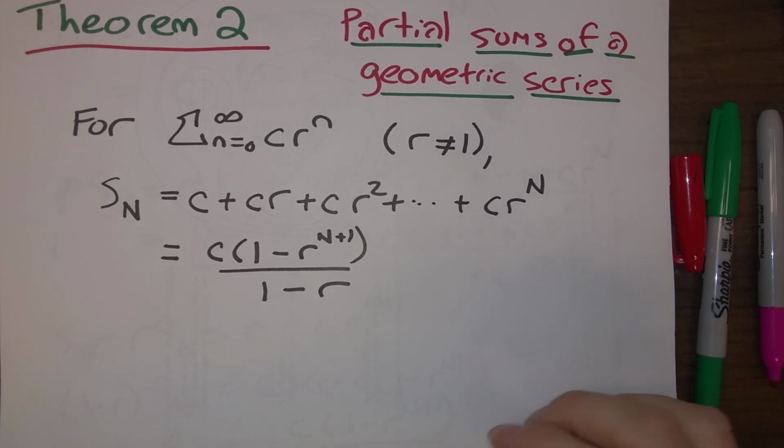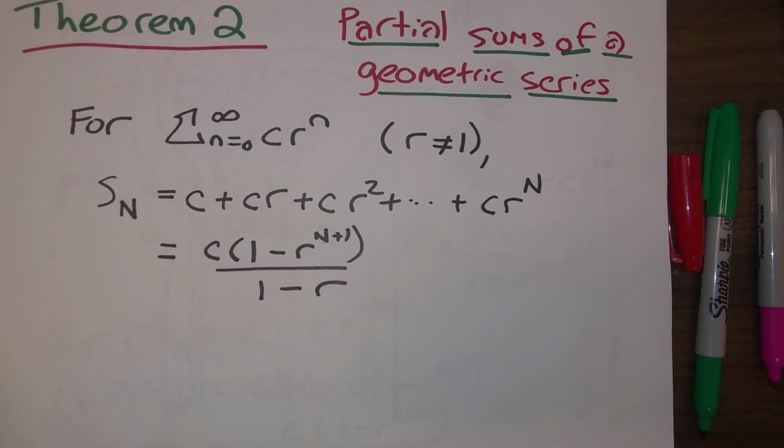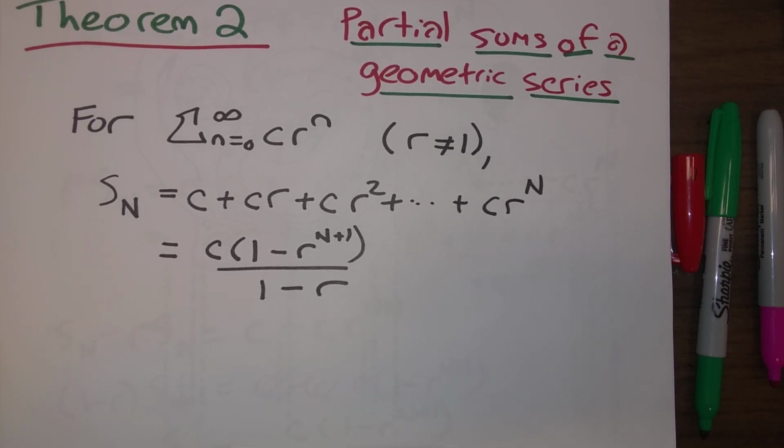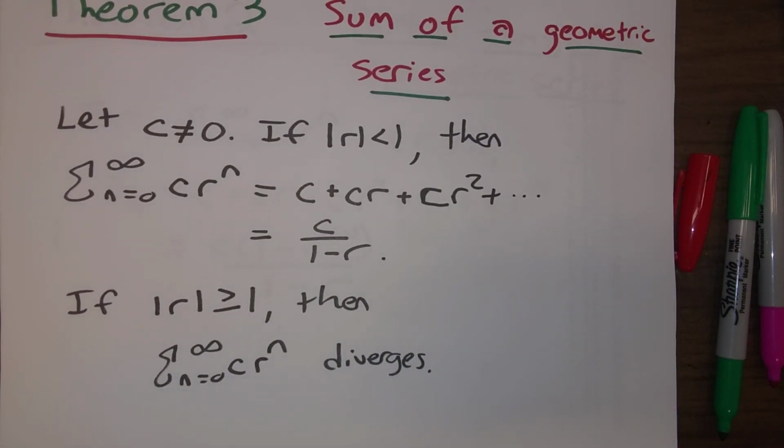Okay, so then what is the thing we should immediately be thinking about doing here? Well, we know that the formula for the overall sum of a series is the limit of the sequence of partial sums. So here comes theorem 3, which tells us what the sum actually is.